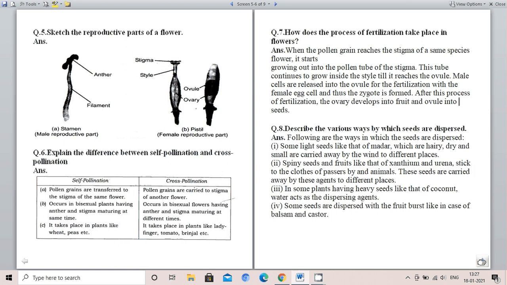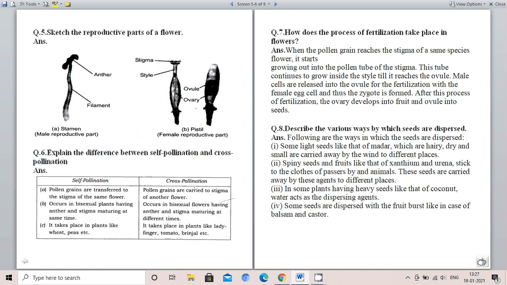So when the pollen grain reaches the stigma of the same species flower, it starts growing out into the pollen tube of the stigma. This tube continues to grow inside the style till it reaches the ovule. Male cells are released into the ovule for the fertilization with the female egg cell, and thus the zygote is formed. After this process of fertilization, the ovary develops into a fruit and the ovule into seed. I hope question number 7 is clear to you.